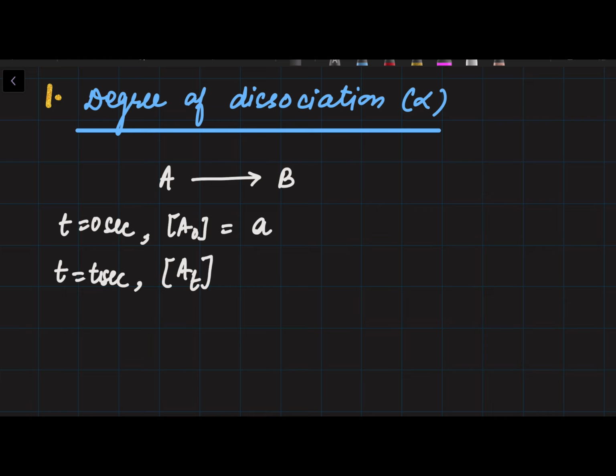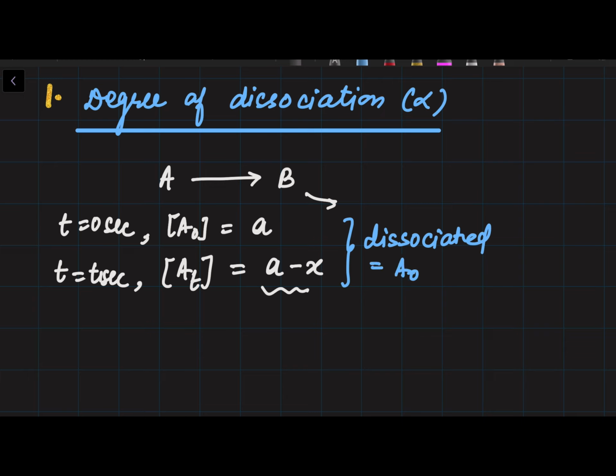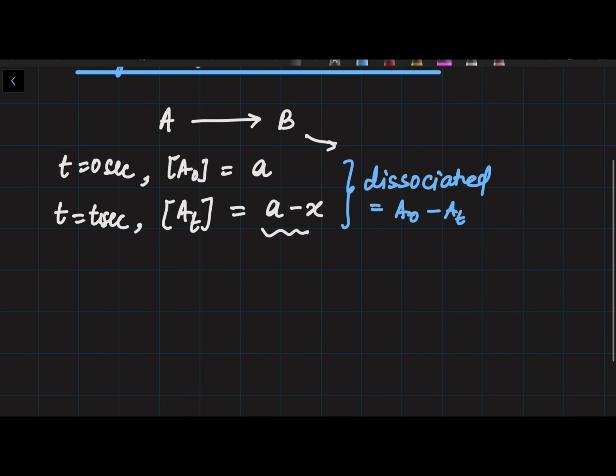This At will be remaining, for example, a minus x. So few formation has taken place in the B part. That's why we are writing it as a minus x. So how much of the part has dissociated or converted here? We can say the dissociated part, or the change, will be equal to A naught minus At. That will be our difference.